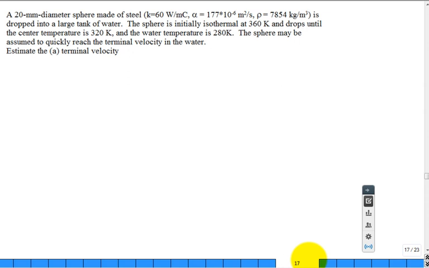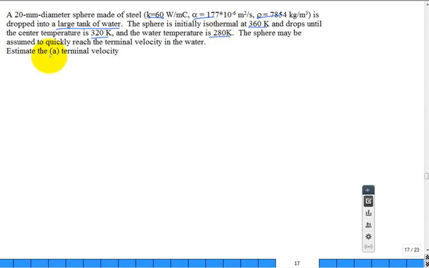All right, we have this problem. Let's see if we can solve it. We have a 20 millimeter diameter sphere made of steel. They give us the thermal conductivity of the steel, the thermal diffusivity, the density of the steel. It's dropped in a large tank of water. The sphere initially is hot and isothermal at 360 Kelvin. It drops until the center temperature is lowered to 320 Kelvin. The water temperature in the large vat stays at 280 Kelvin.